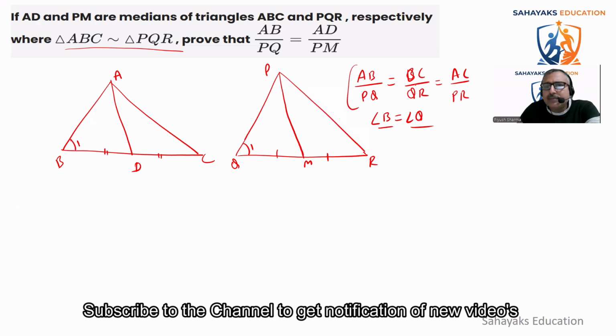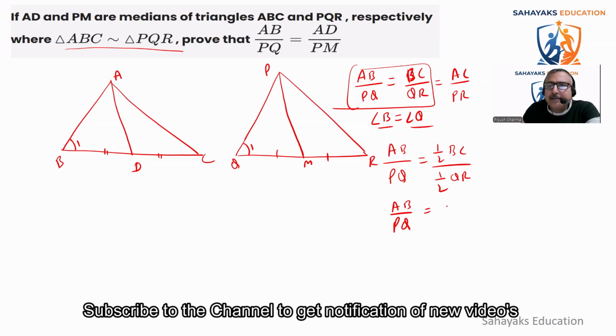Now we have AB by PQ. We are writing this part, okay? AB by PQ is equal to BC by QR. So instead of BC, I'm writing half BC by half QR. So AB by PQ is equal to what is half BC? I can write it as BD by QM. So AB by PQ is equal to BD by QM.